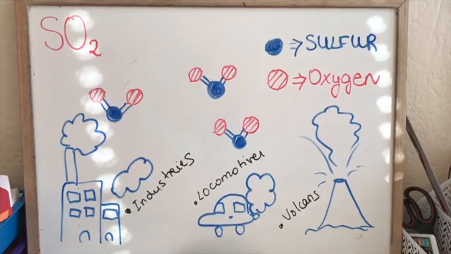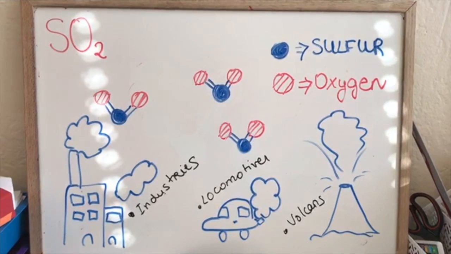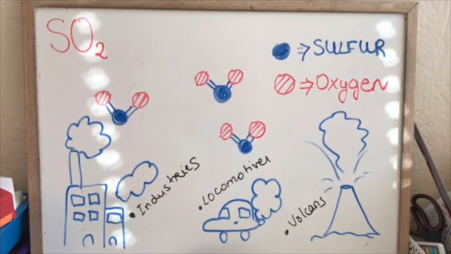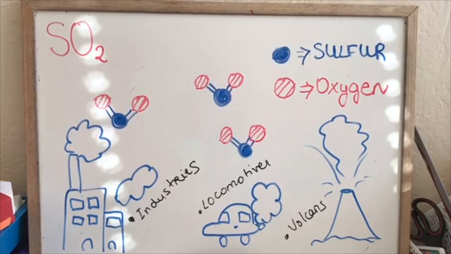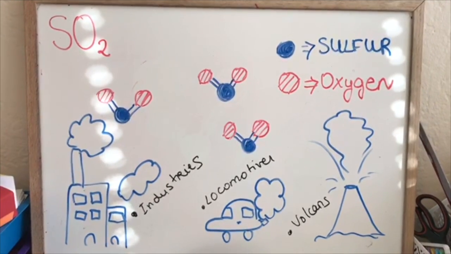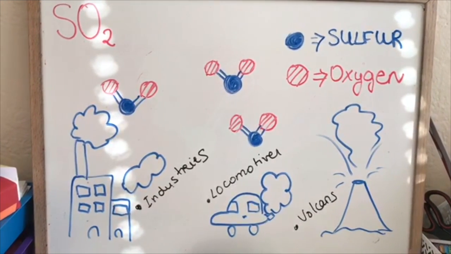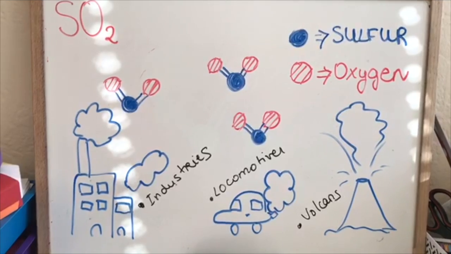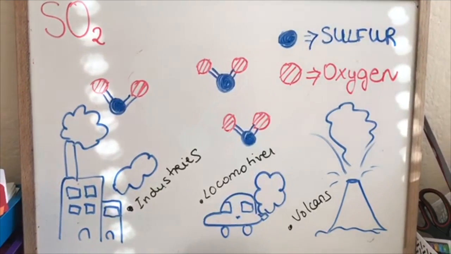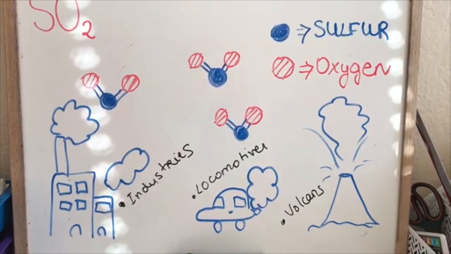Most of the sulfur dioxide released into the environment comes from electric utilities, especially those that burn coal. Some other sources of sulfur dioxide include petroleum refineries, cement manufacturing, paper pulp manufacturing, and metal smelting and processing facilities. Locomotives or large ships also release sulfur dioxide into the air. And in nature, volcanic eruptions can also release sulfur dioxide into the air.